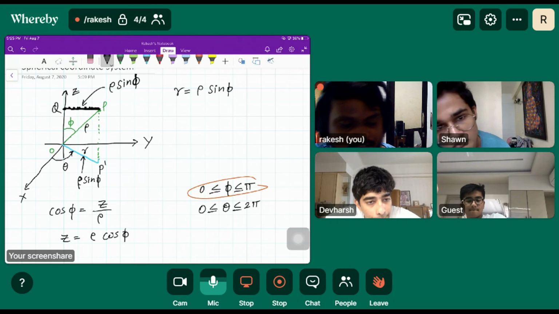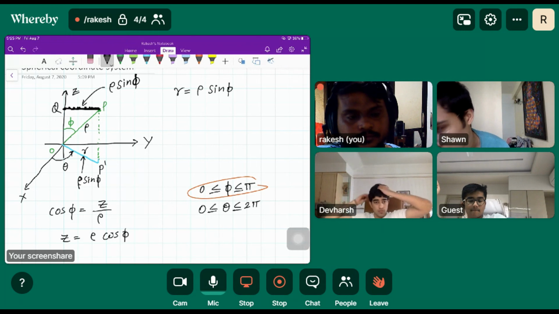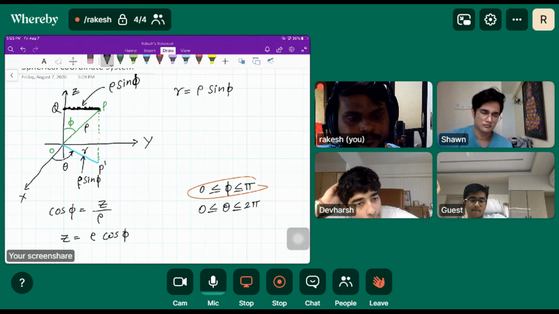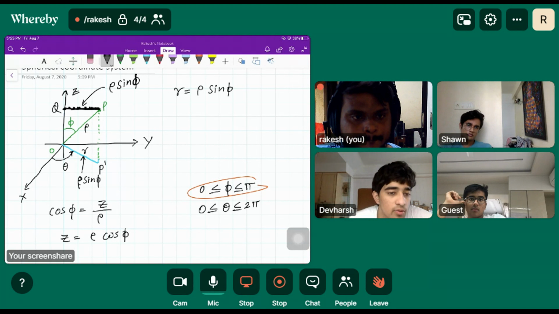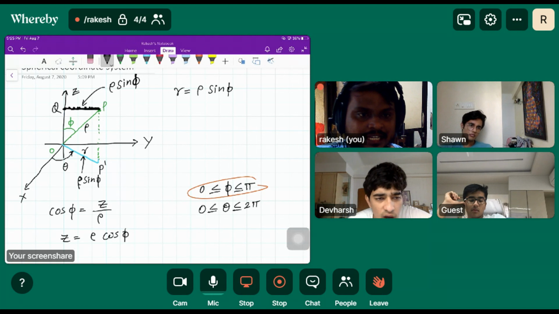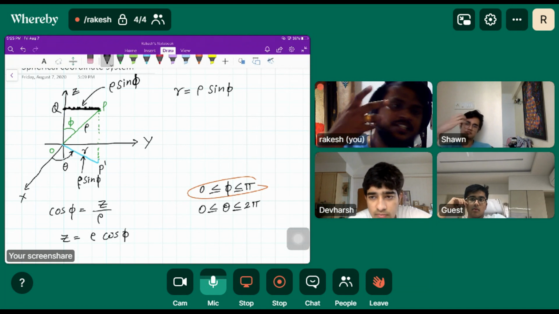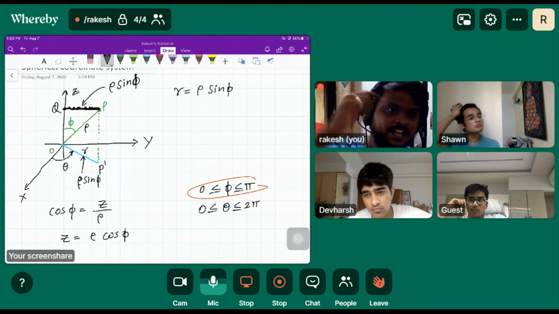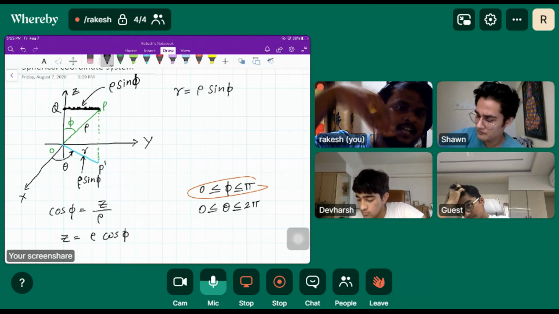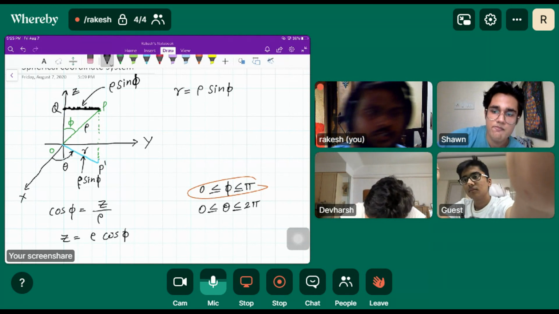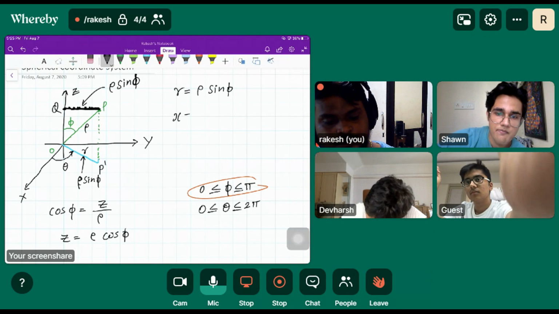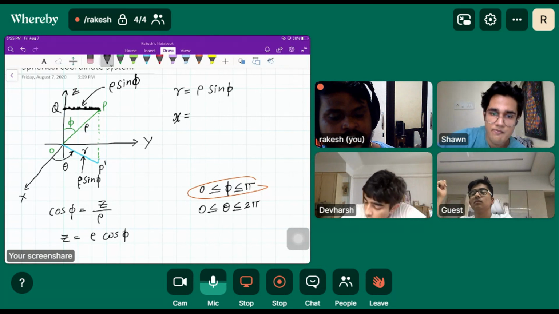So that would be the r normal, right? x is equal to r cos theta. The angle made by the line with the x-axis is theta. So x is equal to r cos theta. But what is r? r is rho sine phi.